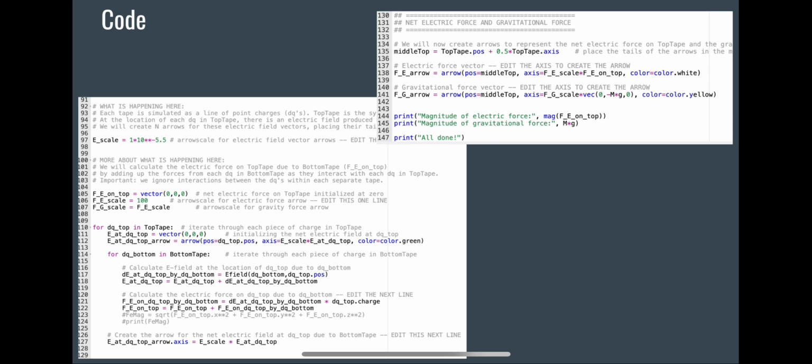Starting with the image on the bottom left, I set my E scale to 1e-5.5, my FE scale to 100, and then I set FE on dQ top by dQ bottom equal to dE at dQ top by dQ bottom times dQ top dot charge. And then in lines 123 and 124, you can ignore that. That was just me testing the code on those hashtags. And then on line 127, E at dQ top arrow dot axis, I set that to E scale times E at dQ top.